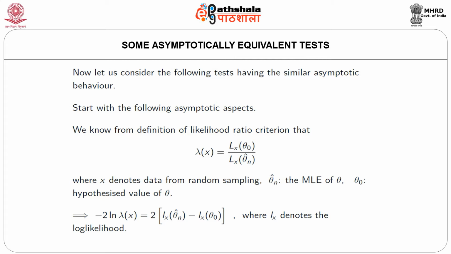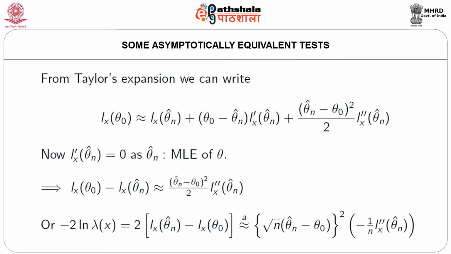So this means minus twice log of lambda(x) is equal to twice small l_x at theta_n hat minus small l_x at theta naught, where small l_x denotes the log likelihood. From Taylor's expansion, we can write small l_x(theta naught) is approximately equal to small l_x at theta_n hat plus (theta naught minus theta_n hat) times small l_x prime(theta_n hat) plus (theta naught minus theta_n hat) whole square by 2 times small l_x double prime(theta_n hat).